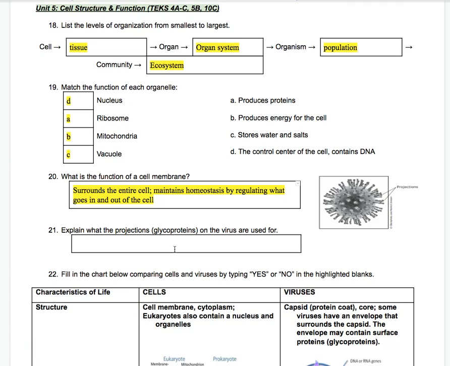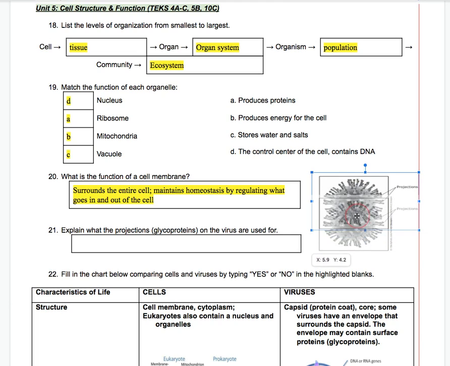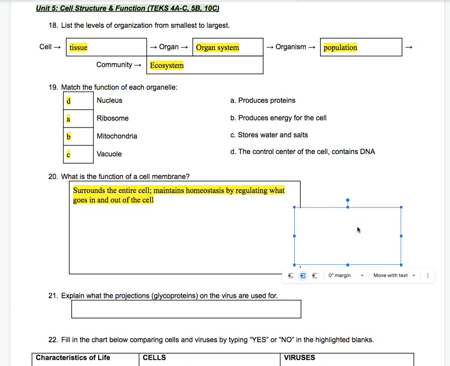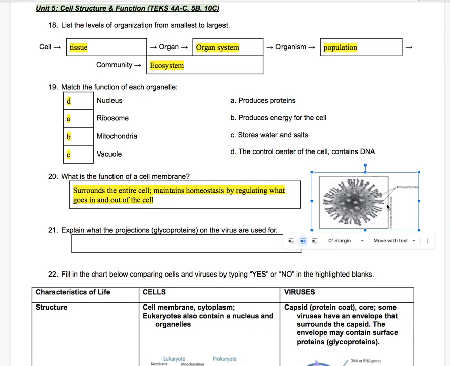Number 21, explain what projections are glycoproteins on the virus are used for. And those are the little suction cups that are sticking out of the virus. And I'm going to lower that. Never mind. Just make sure you understand that this picture does not go with the cell membrane. This picture goes with number 21. Explain what the projections are.